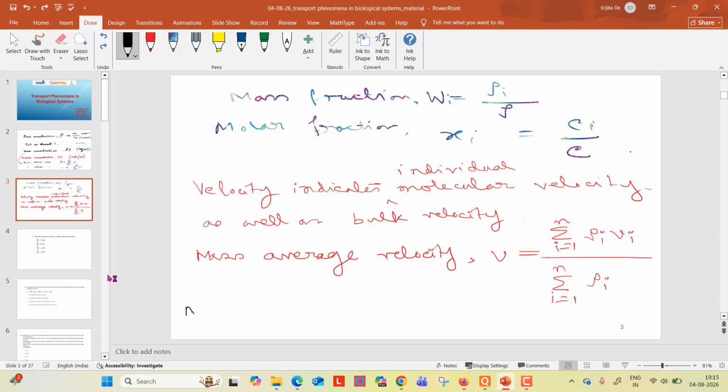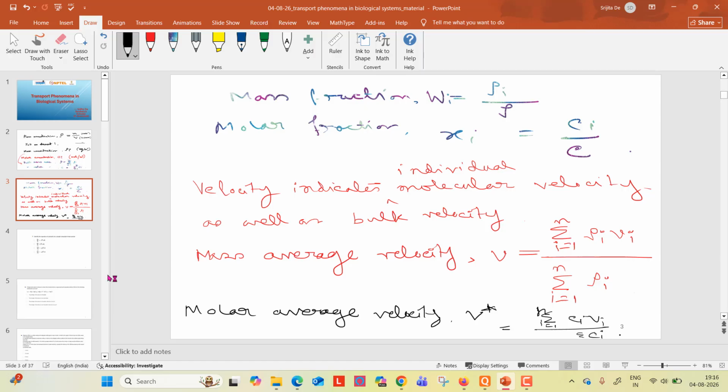Similarly, if you remember, or if you can calculate, the molar average velocity is defined by V star. Similarly, it will be the summation of Ci Vi from i equals 1 to n, divided by the summation of Ci. Okay.